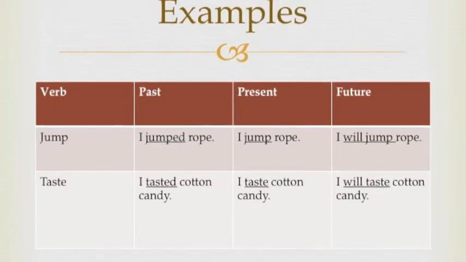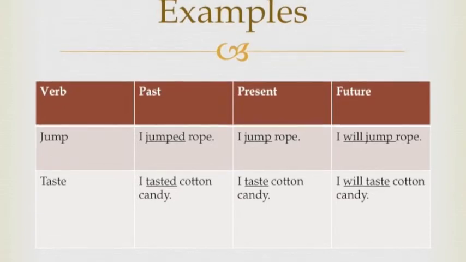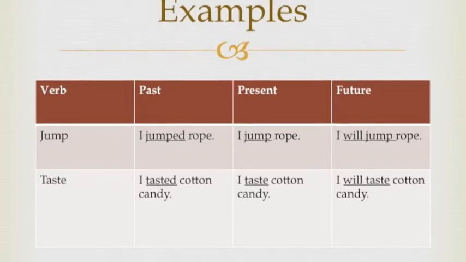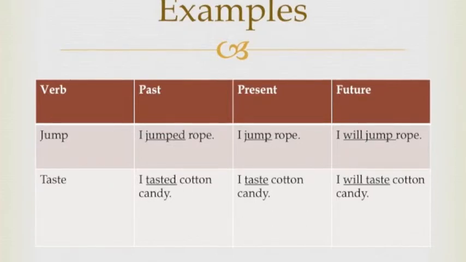The next one we have is taste. Past tense, which means it happened in the past. I tasted cotton candy. I already tasted it. It happened in the past. In present tense, I taste cotton candy. It's happening right now. In the future, I will taste cotton candy, which means it is something I'm planning to do in the future.